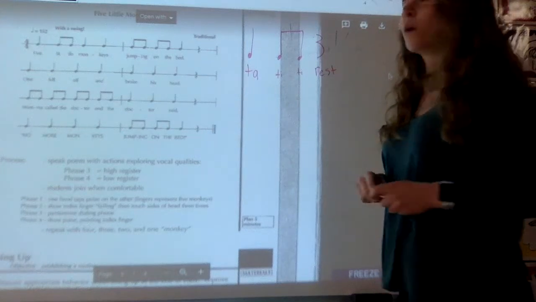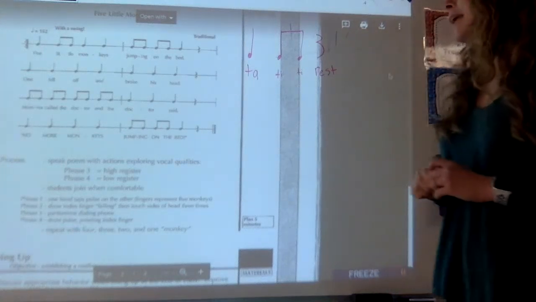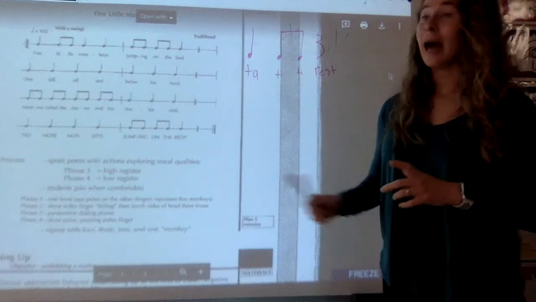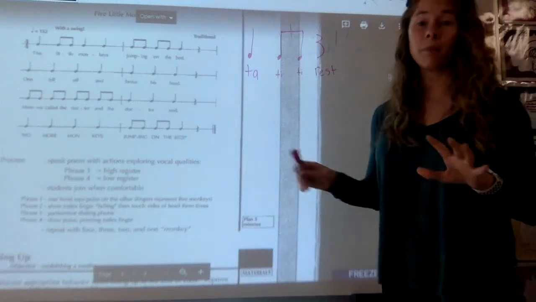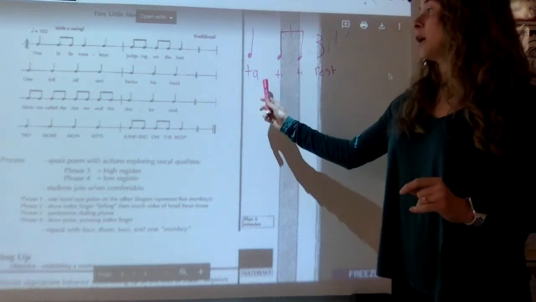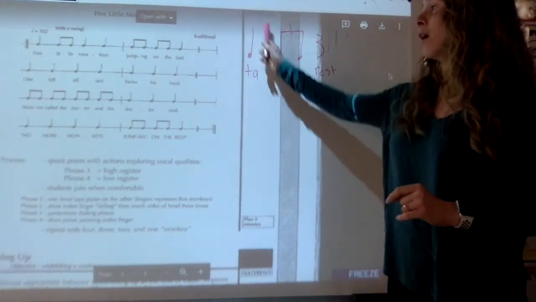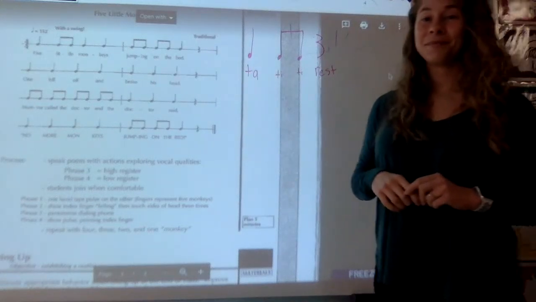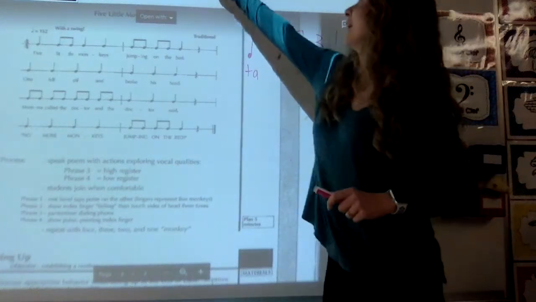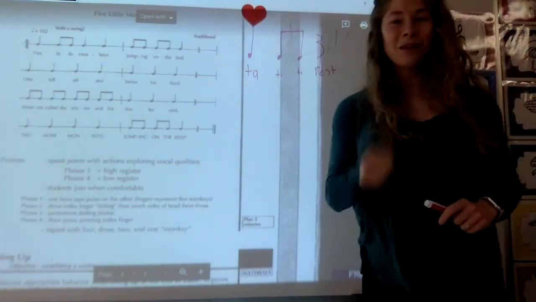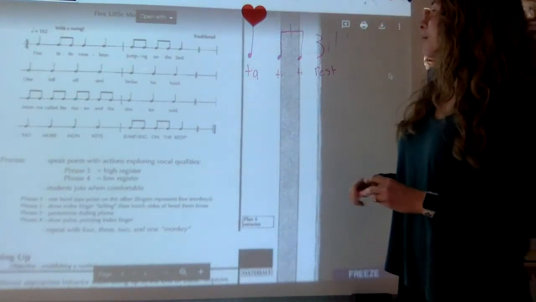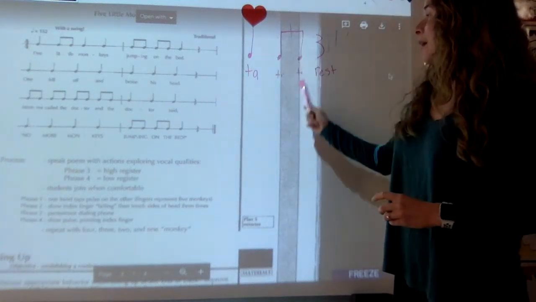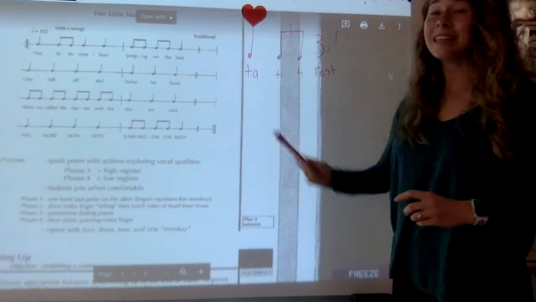So just a quick review. Does anybody remember how many heartbeats a ta equals? I'll give you a couple seconds to think about it. How many heartbeats does a ta equal? If you said one heartbeat, you are definitely correct. Awesome job. Does anybody remember how many heartbeats a titi equals?